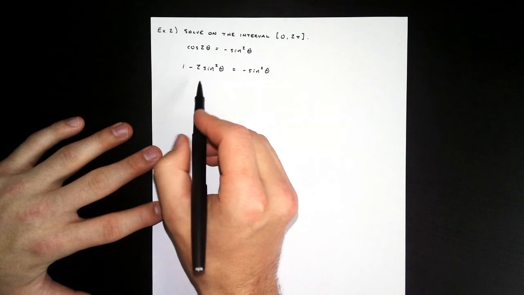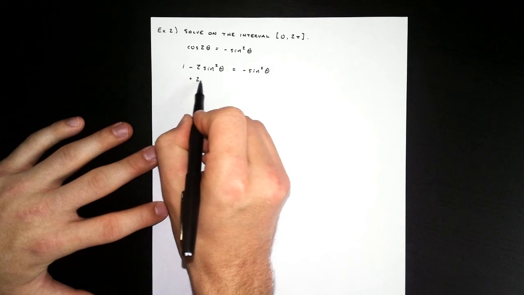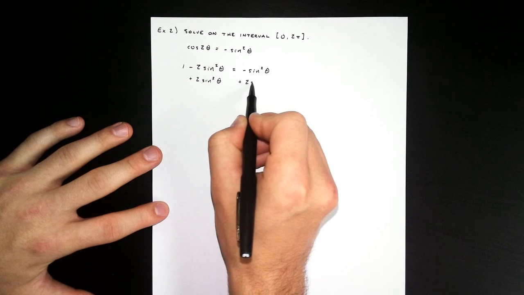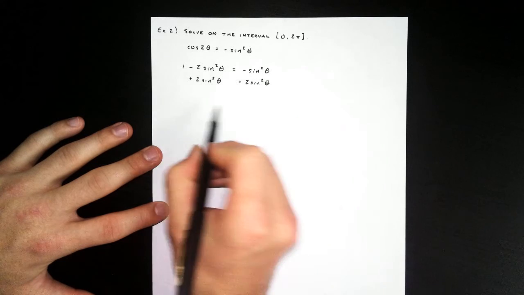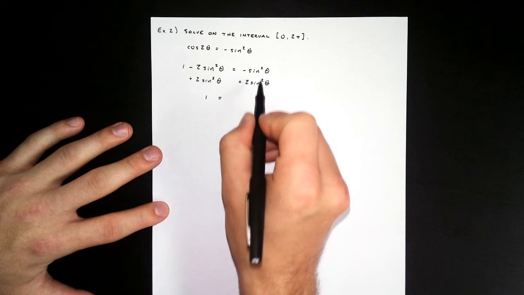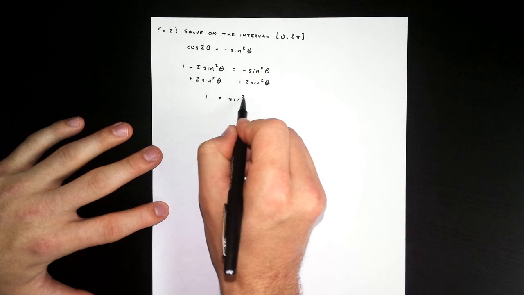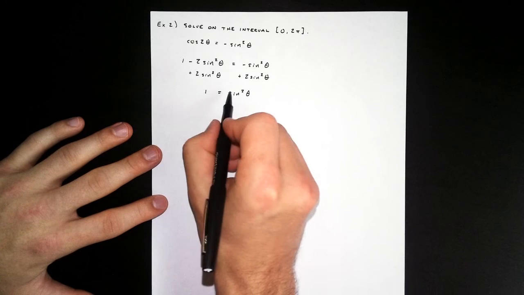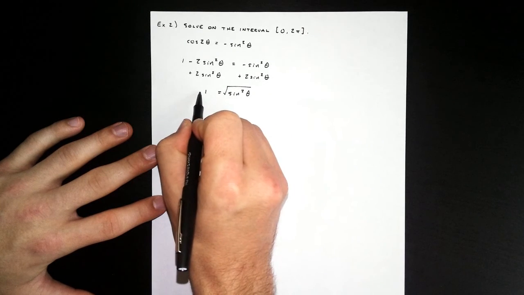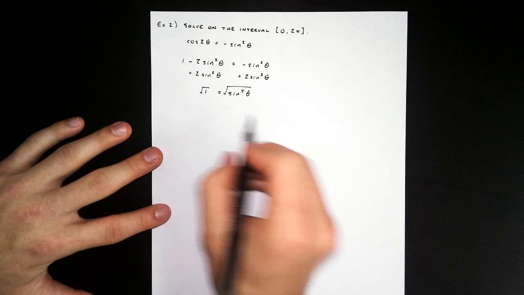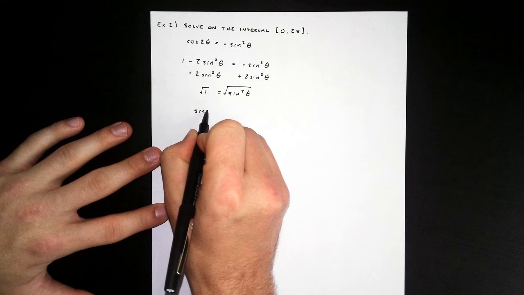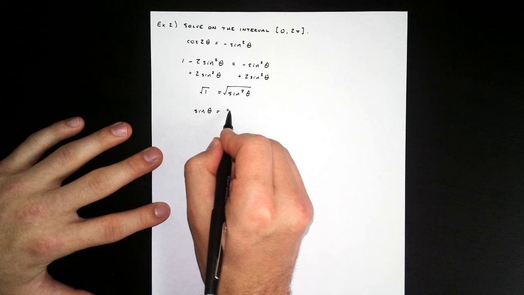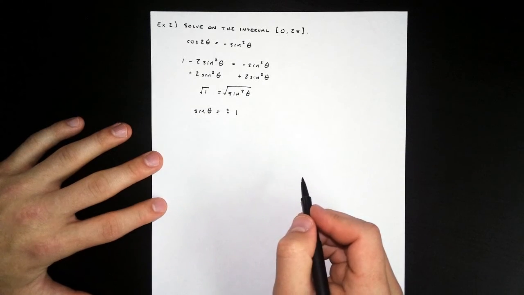Okay, so now we have sine squareds, so we can combine some like terms. So I'm going to add 2 sine squared to both sides. That leaves me with 1 is equal to the sine squared of theta. I want this to be just sine to the first, so let's take the square root of both sides. And we end up with the sine of theta is equal to, and then we're taking the square root, so plus or minus 1.